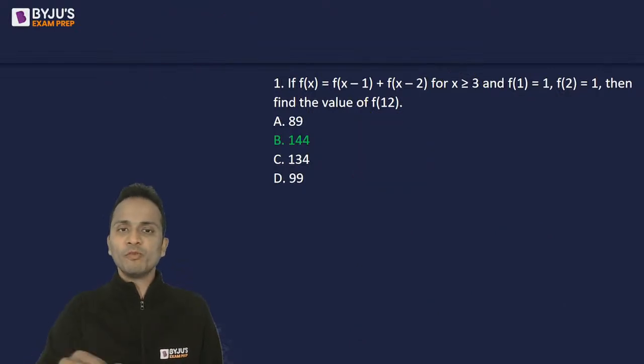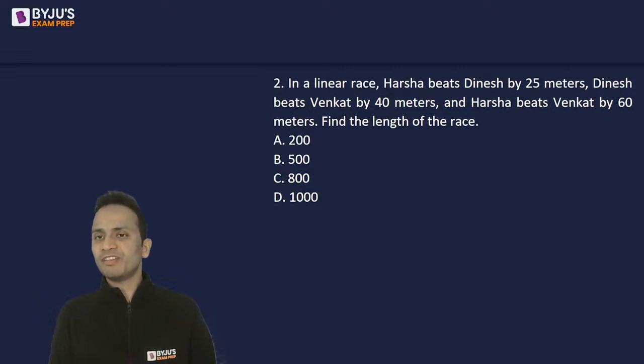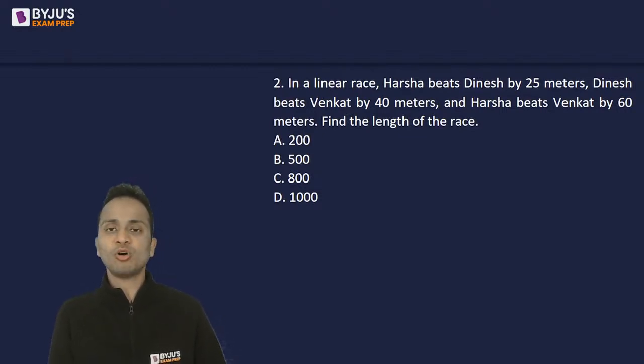Okay, so moving ahead, this was the answer of the first question, 144. Let's look at the next question. Now this is a question from time, speed, distance, arithmetic. In a linear race, Harsha beats Dinesh by 55 meters. Dinesh beats Venkat by 40 meters, and Harsha beats Venkat by 60 meters. You will have to find out the length of the race.